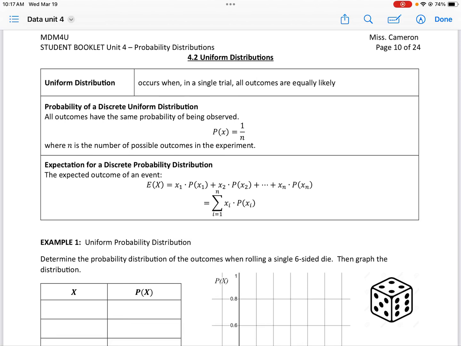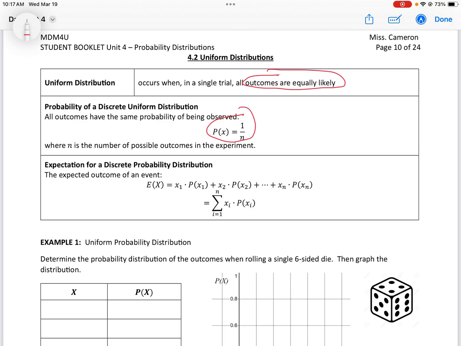4.2, uniform distributions. A uniform distribution occurs when, in a single trial, all outcomes are equally likely. So for a discrete uniform distribution, all outcomes have the same probability of being observed. We just do 1 over n, n being the total number of possible outcomes in that experiment.